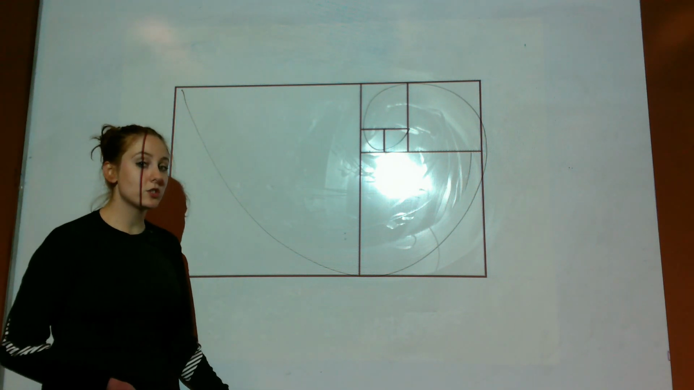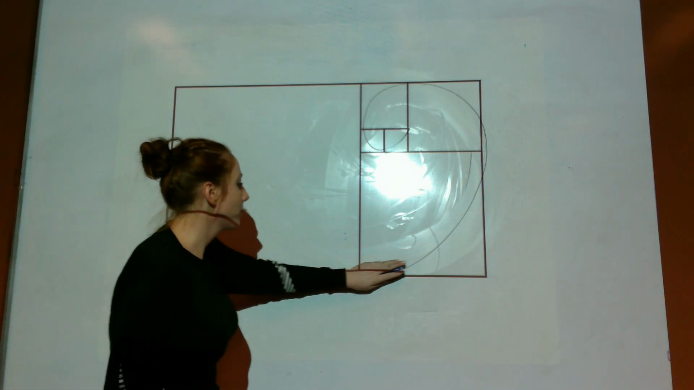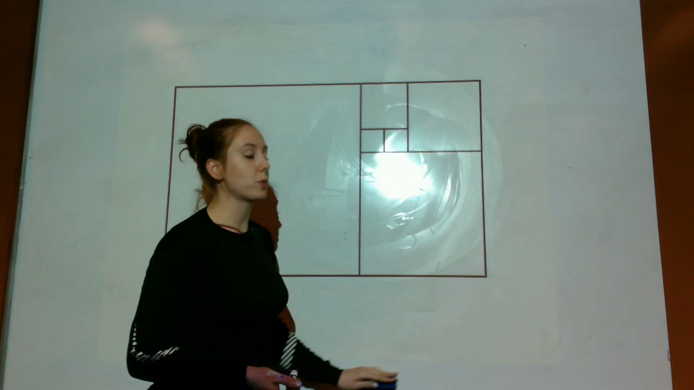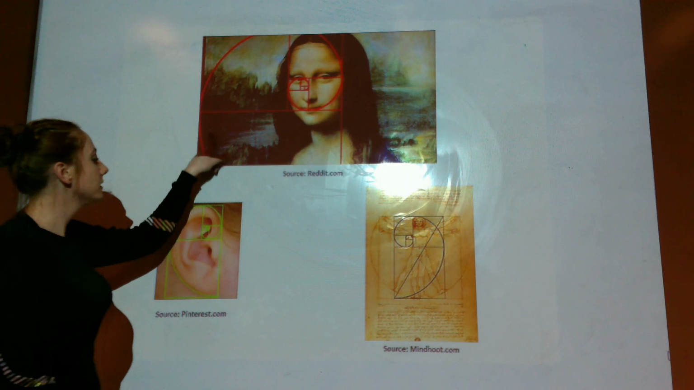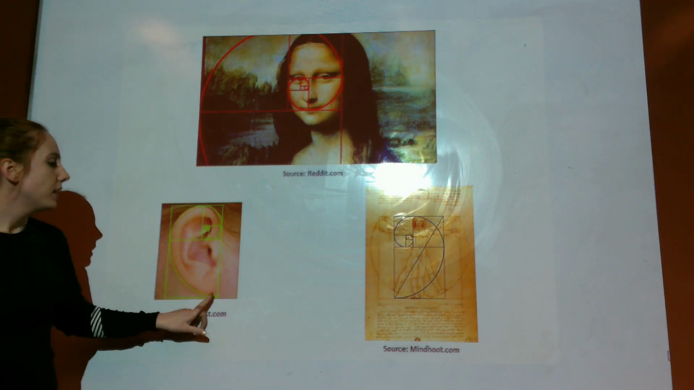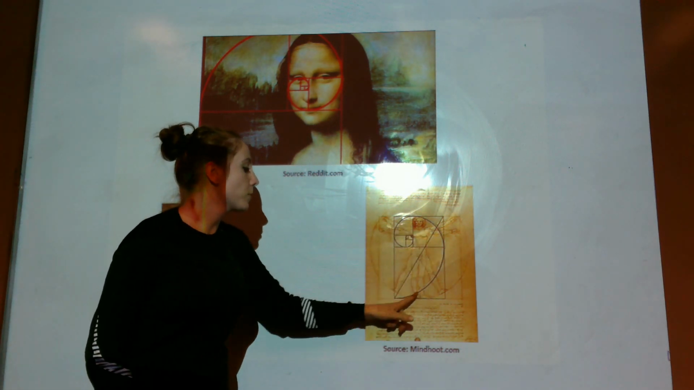This spiral is often superimposed over paintings or pictures of the human body to illustrate perfect proportions. Here we can see it on the painting of the Mona Lisa, on a human ear, and on a sketch by Da Vinci of the perfect proportions of man.